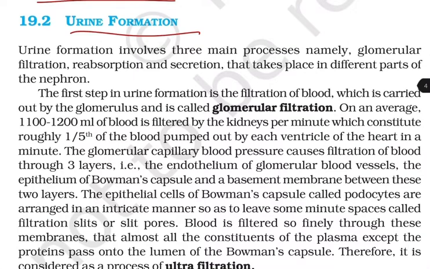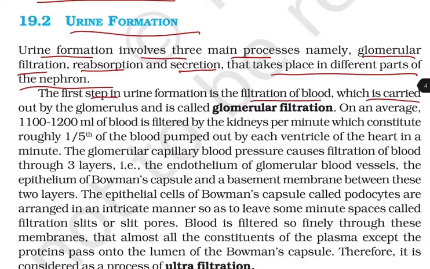Now, urine formation. Urine formation involves three main processes, namely glomerular filtration, reabsorption, and secretion, that take place in different parts of the nephron. The first step in urine formation is the filtration of blood, which is carried out by the glomerulus and is called glomerular filtration. On average, 1100 to 1200 ml of blood is filtered by the kidney per minute, which constitutes roughly 1/5 of the blood pumped out by each ventricle of the heart in a minute.